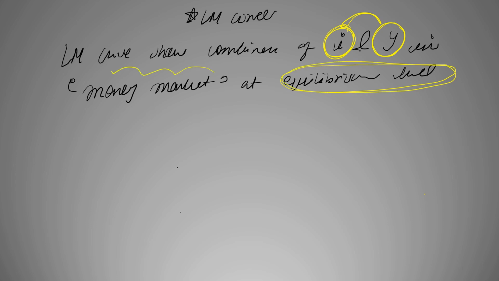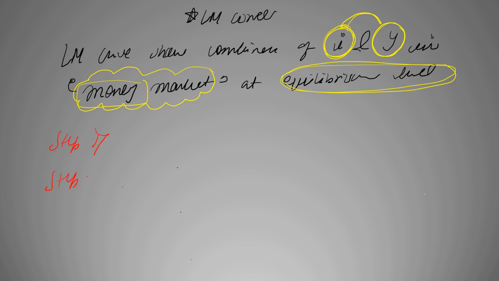So if you pay attention, then I and Y were also there when we talked about the IS curve. This equilibrium level was also there when we talked about the IS curve, but this was not there, right? While studying the IS curve, we talked about the goods market, and while talking about the LM curve, we focus on the money market, right? So just like we had to follow a two-step procedure to derive our IS curve, similarly, we'll follow the same to derive the LM curve.